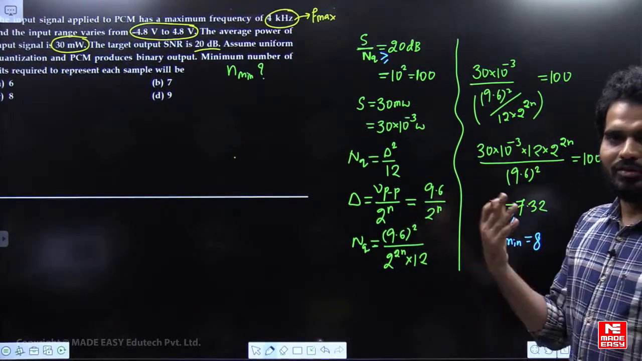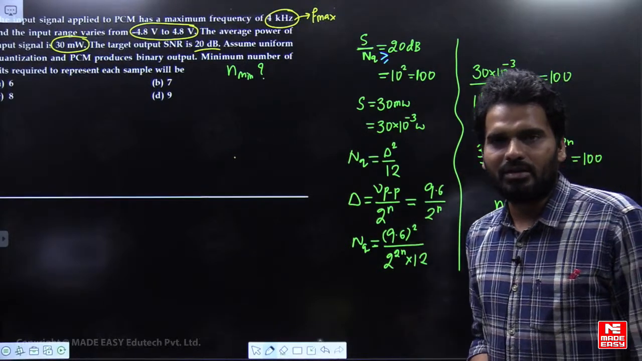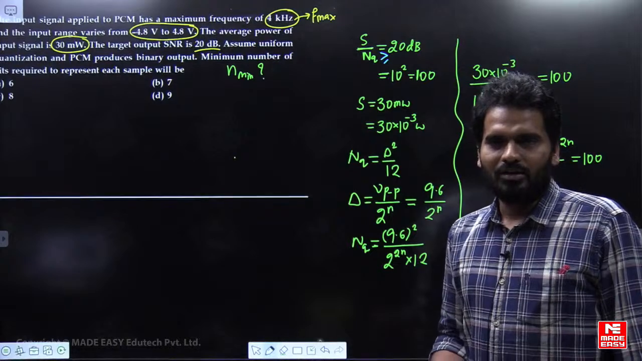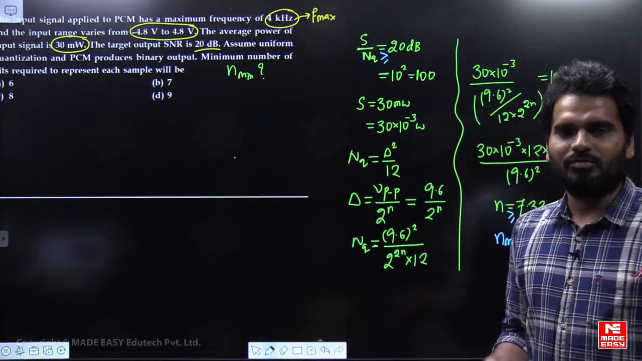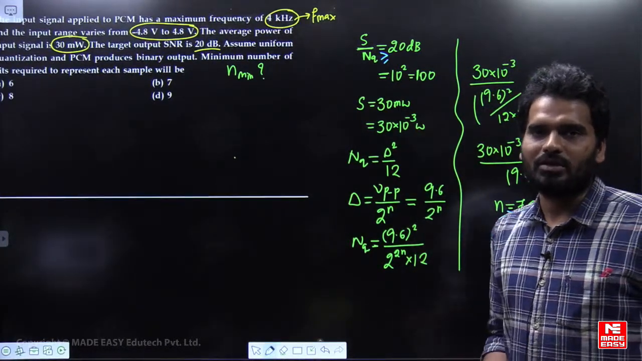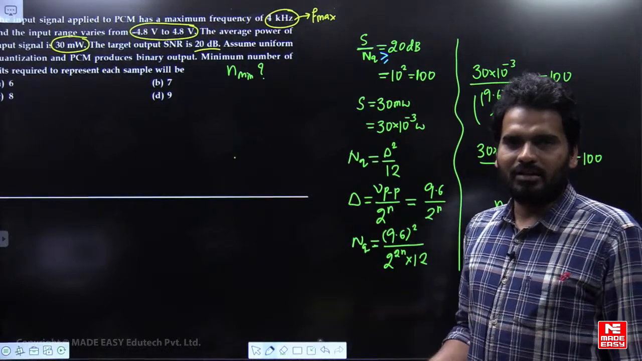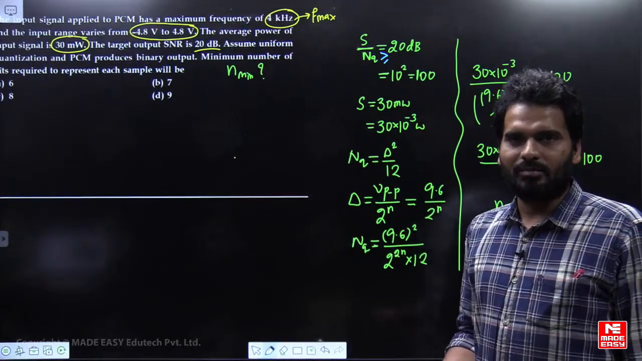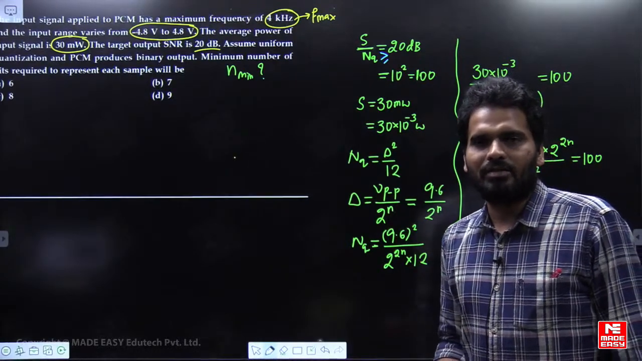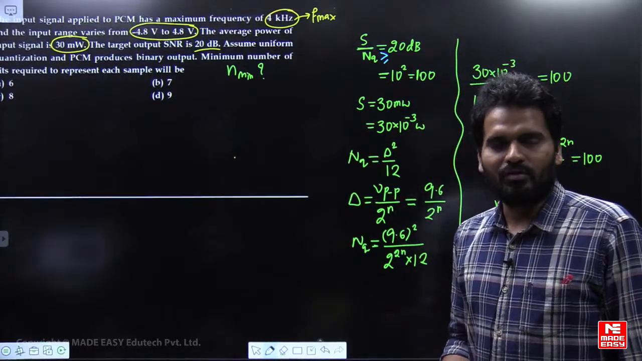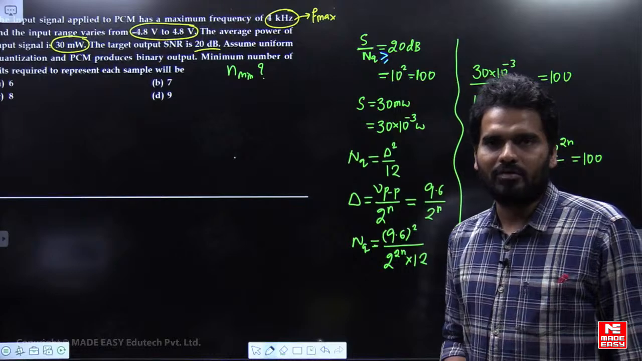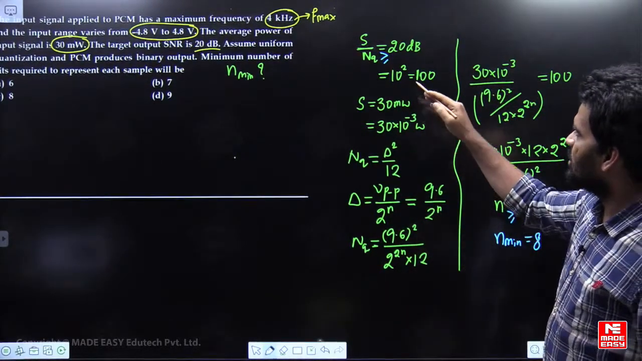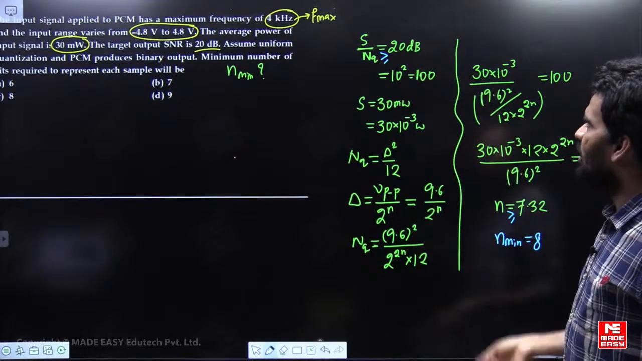because if n is very high, then channel bandwidth requirements also increase. That is definitely going to be a problem. So you have to maintain the trade-off between S by NQ and the bandwidth requirements. As n increases, S by NQ will increase, that is something good. But at the same time, as n increases, channel bandwidth requirements also increase, and we always look for the channel bandwidth requirement to be as minimum as possible. So here S by NQ should be at least 20 dB, we have to maintain that.